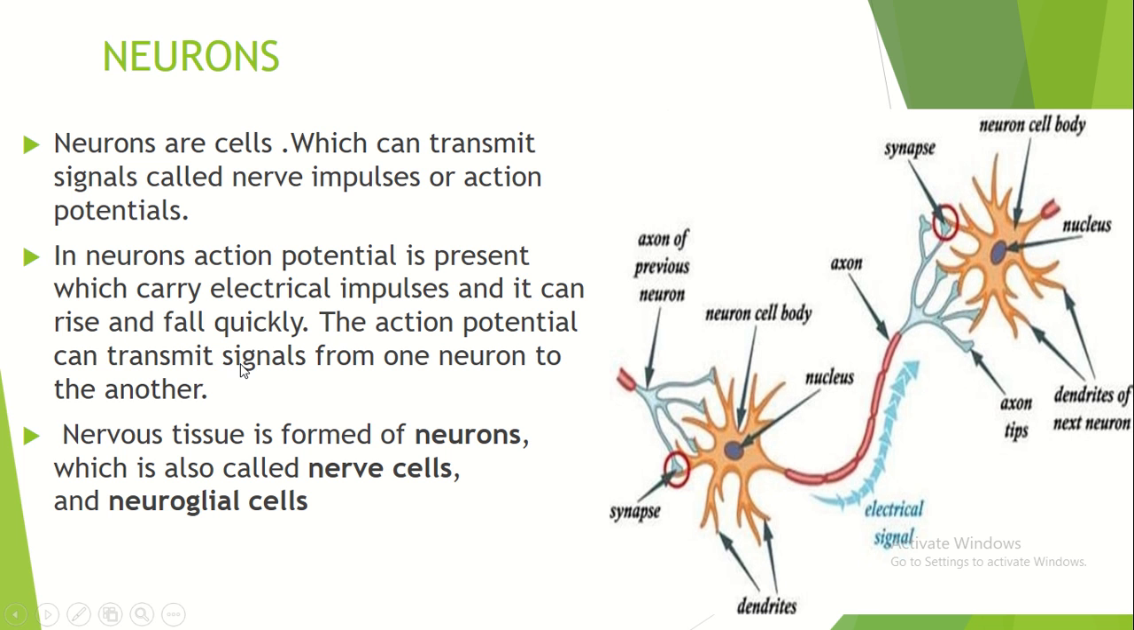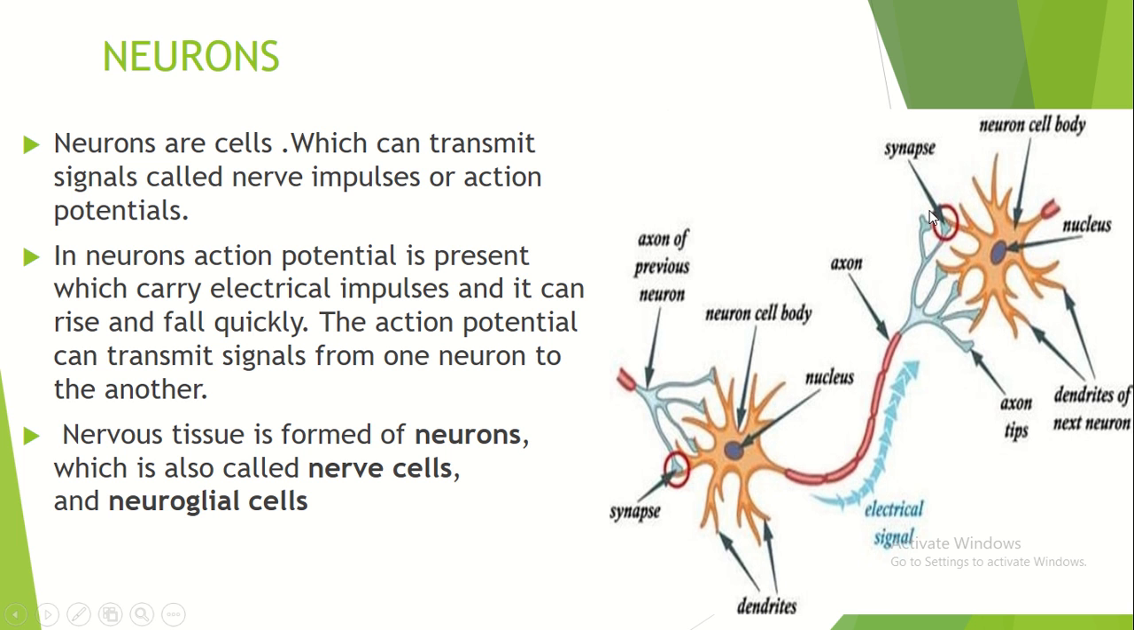So the action potential can transmit signals from one neuron to another. Here you can see this is the axon of the previous neuron. The structure of the neuron is from this part to this part. This is the proper structure of a neuron. This is a previous neuron, and this is a new neuron attached to it. It will be like a chain-like formation where the neurons are attached to each other. Here you see the previous neuron's axon which is attached, and there is a synapse. A synapse is the place where one neuron is connected to the other.